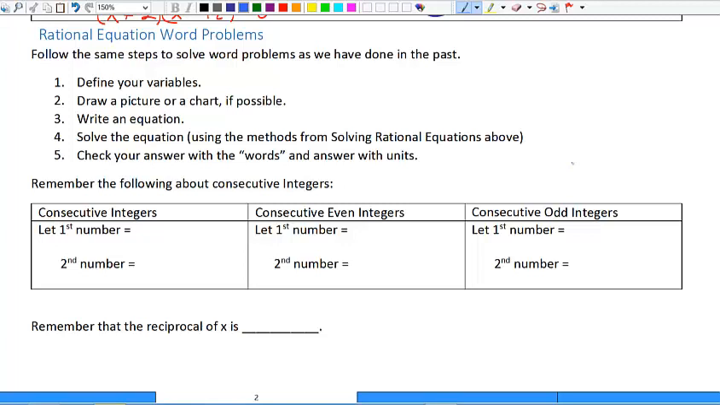Step 4, solve the equations. You're going to be using the same methods that we just used from the rational equations above. And then step 5, check your answers with the words, not with the equation that you wrote, but with the words, and then answer with units.